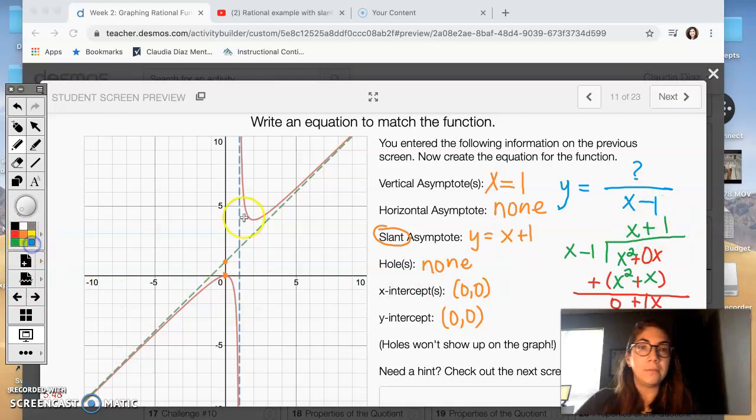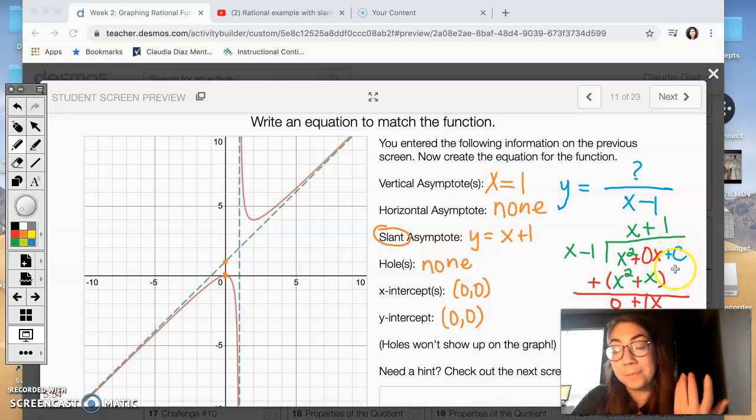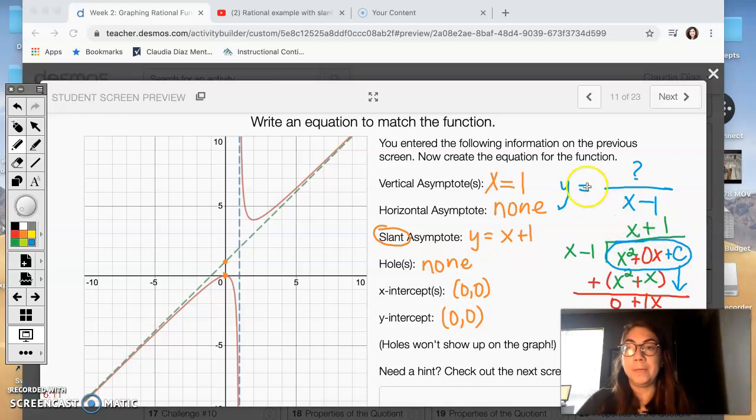Here's the deal though. In the original function, there could be some constant here. It could be like plus 5. It could be plus 2. It could be some constant that we don't really care about because once we finish here, we don't care about the remainder. Remember, there's always a remainder, but we don't care about the remainder. We always just stop. So basically, I found the numerator piece.